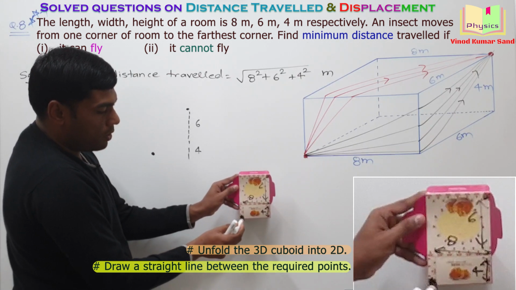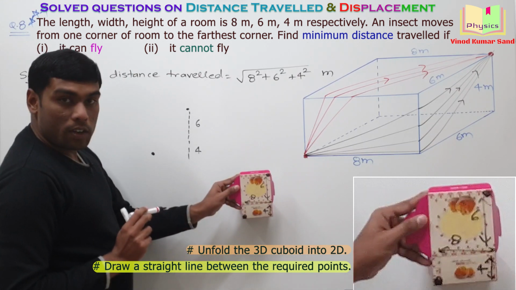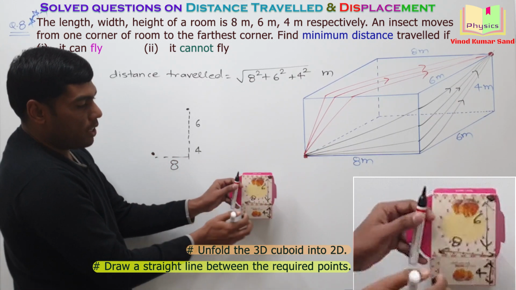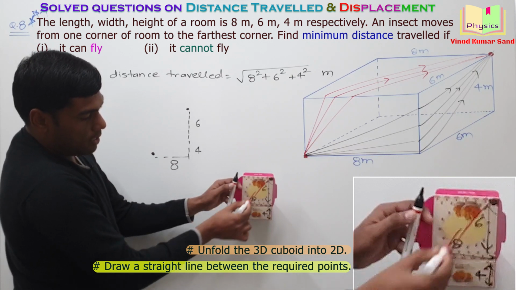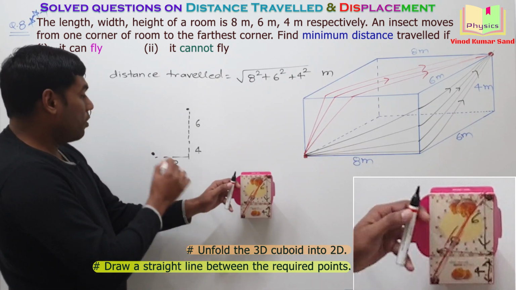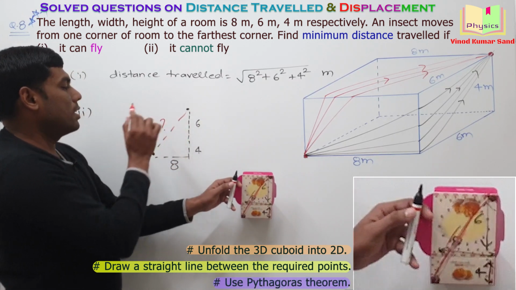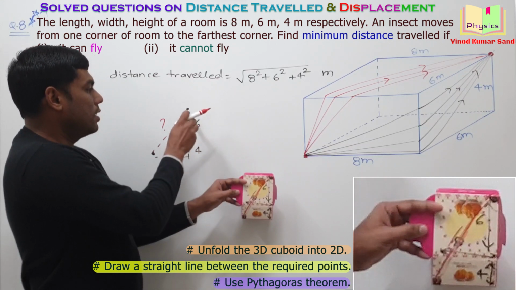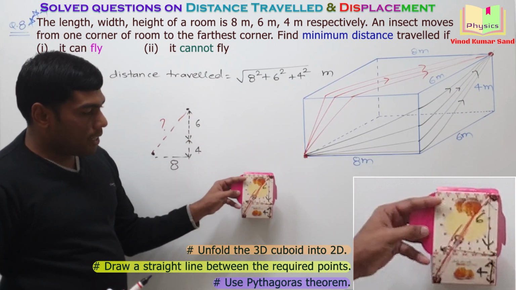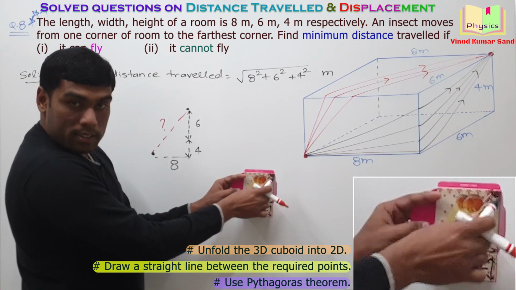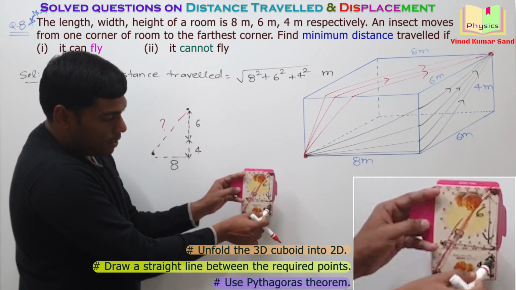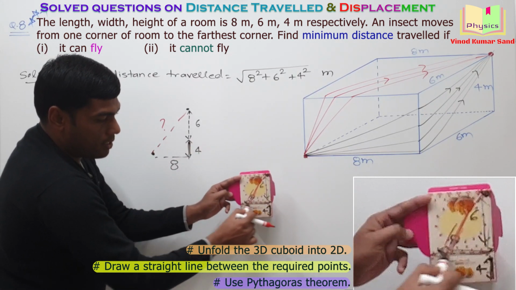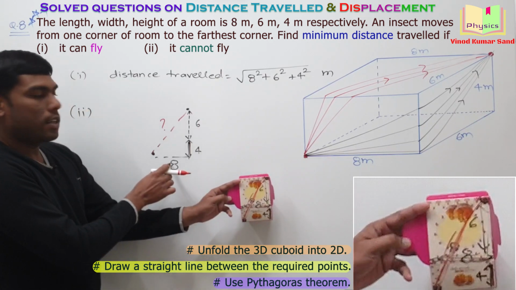We want to go from this point to this point. Okay. And this length is 8. We want this straight distance from here to here. This is our target. And for this straight distance, now you can use the Pythagoras theorem. I hope you understand. I am repeating the data again. This side length is 6. So this is 6. This height is 4. So this is 4. And this length is 8. So here is 8.